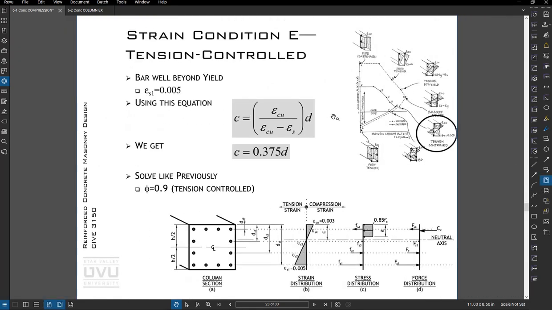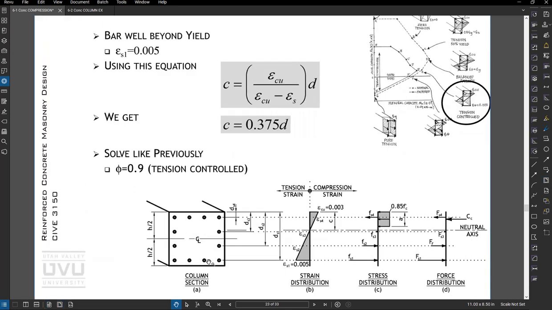Okay, so moving on, we will look at the tension controlled. And so now we're going to say the strain in this bottom layer of steel is 0.005. So if you take 60 ksi bar divided by 29,000, which would be the elastic modulus, you get 0.0207. So this yield strain in the bar is double, or this strain in the bar is double the yield strain. Anyway, so again, we do the math. We can find c is equal to 0.375 d. It just turns out that's what it is.